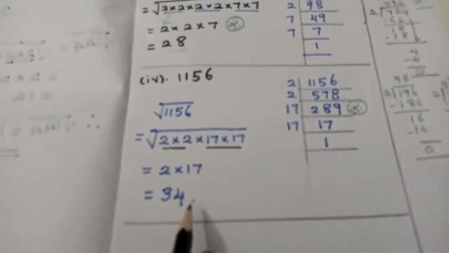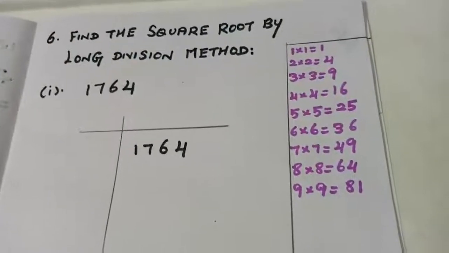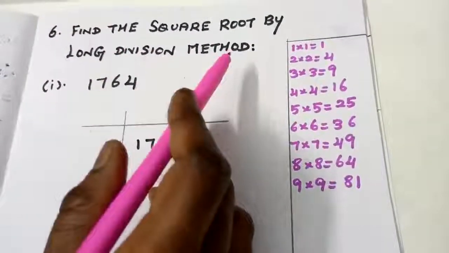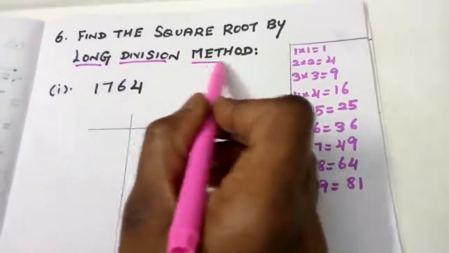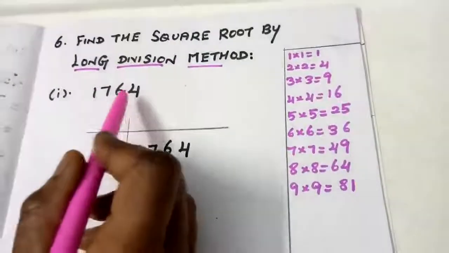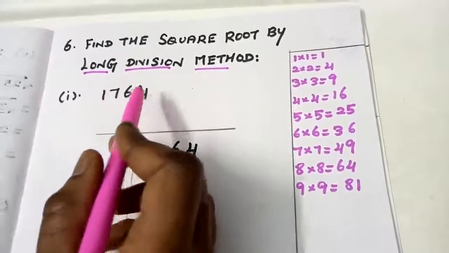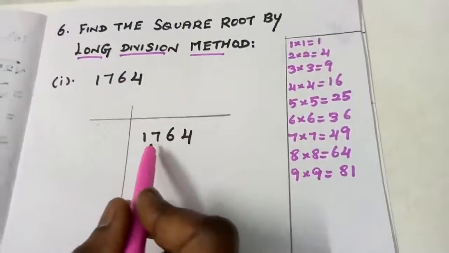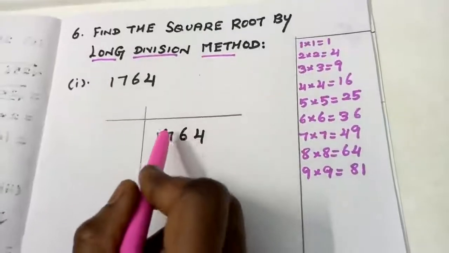Next we are going to find the square root using the long division method. Students, now we are going to find the square root by the long division method. First one we did by the prime factorization method. Now we are going to find the square root by the long division method. I am going to take this number. Miss, why this number? Why can't I do it with prime factorization? Definitely you can do it by the prime factorization method. Now I am going to take this number and work it out and show you by the long division method.